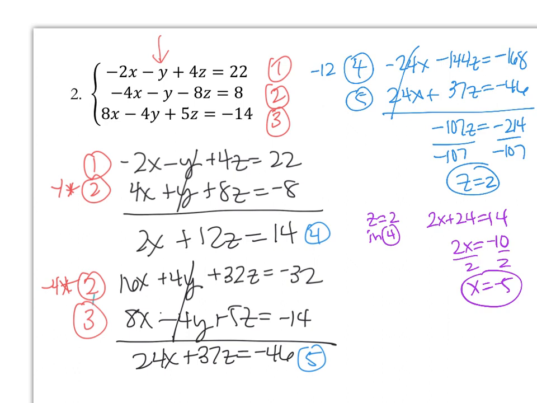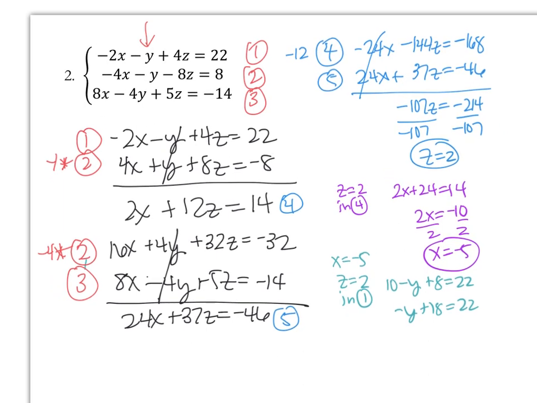And then to find the last answer, we've got to take x equals -5 and z equals 2 and plug them into one of the equations. I'm just going to put it in 1, but you can put it in 2 or 3, one of the ones that has all 3 variables. So that's going to be +10 minus y plus 8 equals 22. So minus y plus 18 equals 22. That is minus y equals 4, which means y equals -4. So final answer, -5, -4, 2.